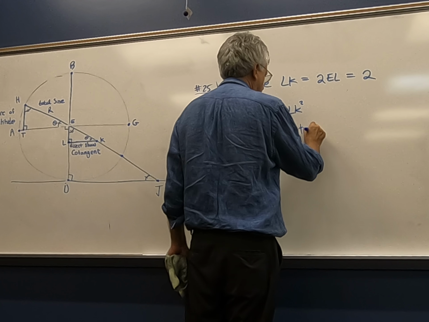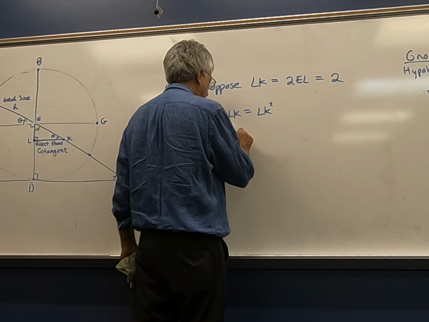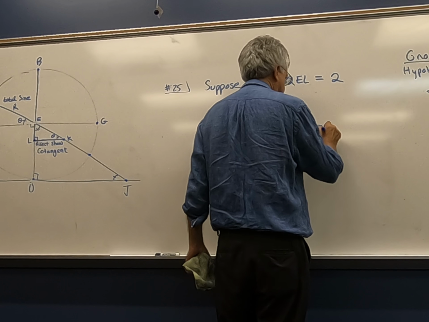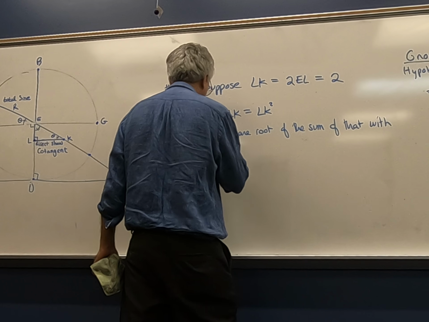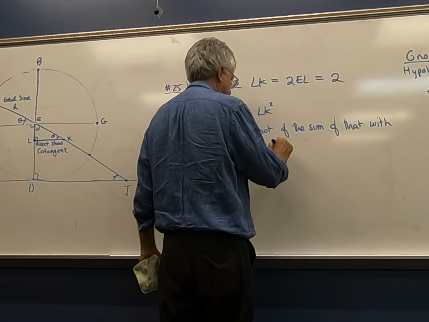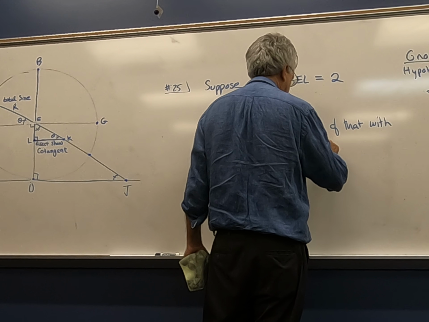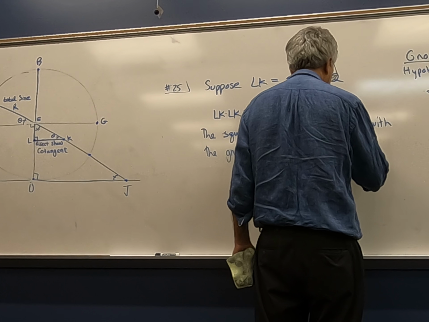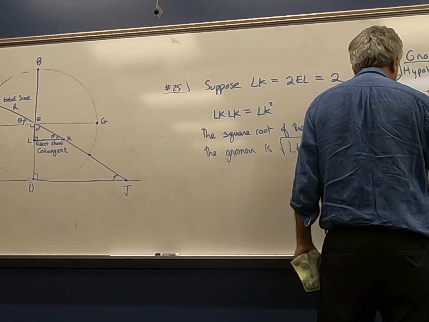of that, the square root of the sum, don't they say? Okay, sorry. The square root of the sum of that with the gnomon is LK squared plus EL squared and the square root of that, right? So that's going to be square root of 4 plus 1, which is going to be square root of 5.